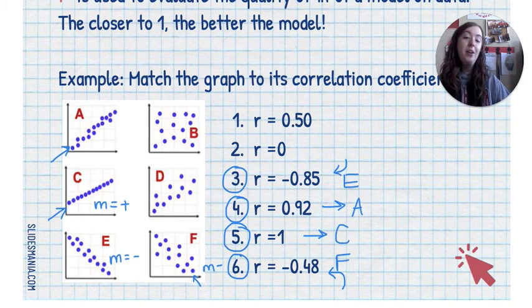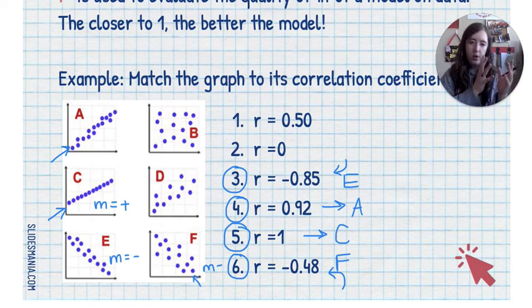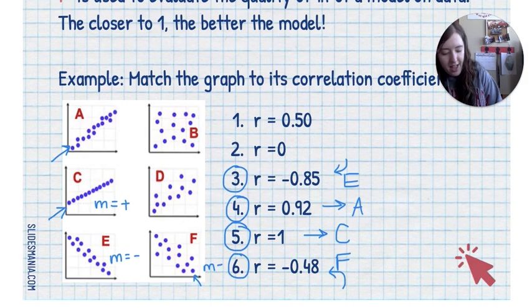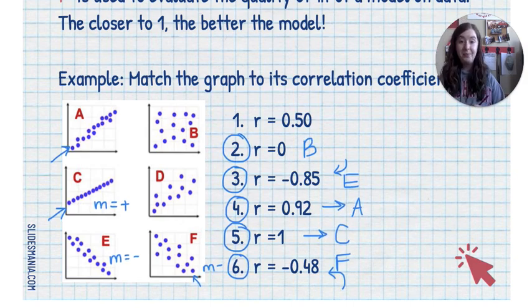Okay, so now we've got R equals 0.5 and R equals 0. If R equals 0, that means there is absolutely no correlation. The points are all over the place. They have no relationship to each other. So which graph is that, B or D? D is kind of grouped together going positively, right? It's not a strong correlation, but it's still going positive. B doesn't really have anything going on, just like a cloud of dots, right? So for my R equals 0, that's going to be graph B.